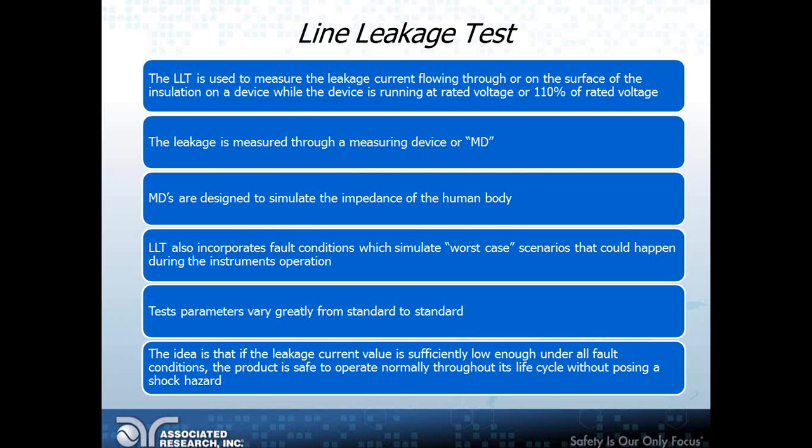Another aspect of the line leakage test that sets it apart from other electrical safety tests is the fact that it incorporates fault conditions. These fault conditions are designed to simulate worst-case scenarios that could happen during the instrument's operation. The three most common fault conditions are the opening of the neutral circuit, the reversal of line polarity, and the opening of the ground circuit.